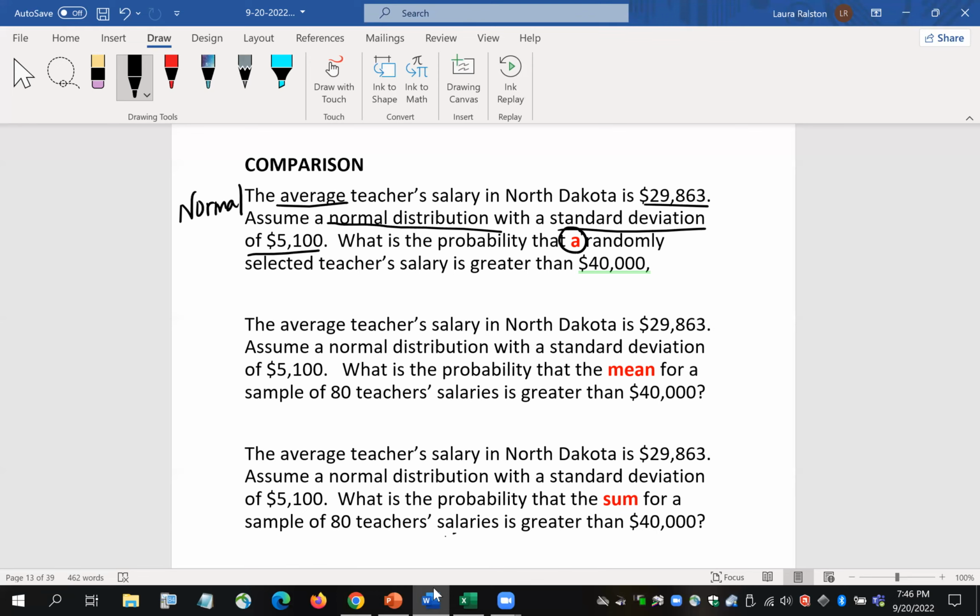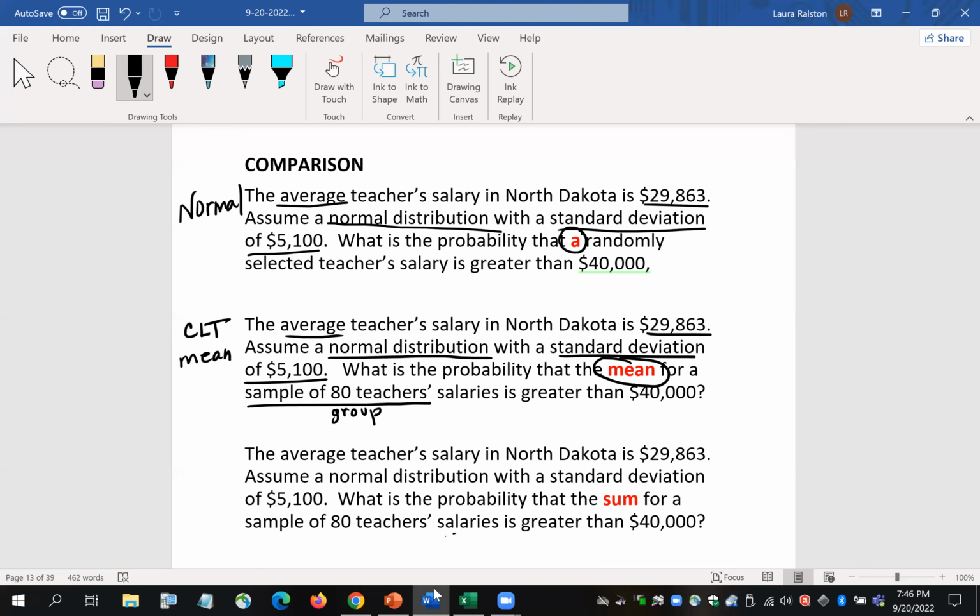The second one is worded very similarly. It does actually tell you it's a normal distribution, which is okay. It again gives you the mean. It gives you the standard deviation. But then look at the question. It says, what is the probability that the mean for a sample of 80 teachers? Okay, so immediately I see I've got a group as opposed to 1, and it says mean. So that lets me know I want to apply the central limit theorem and specifically the version related to the mean.